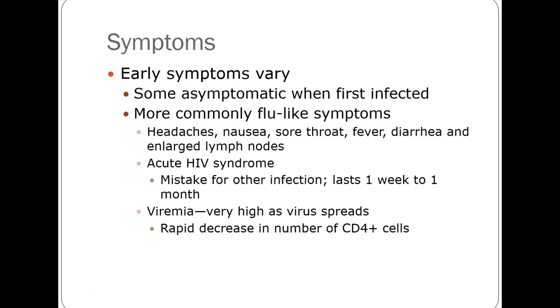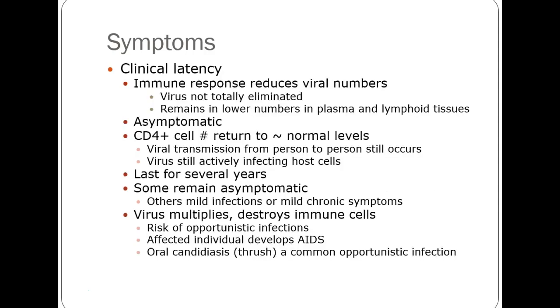Viremia is a very, very high virus level, and it tends to spread, and this is where we see a rapid decrease in the number of CD4 cells. Next is clinical latency. This is where the immune response reduces the viral numbers. The virus is not totally eliminated. It remains in low numbers in the plasma and lymphoid tissues. Usually it can be pretty asymptomatic.